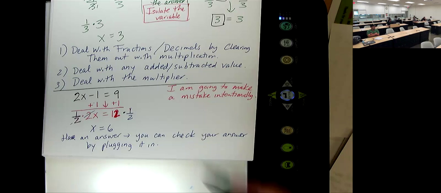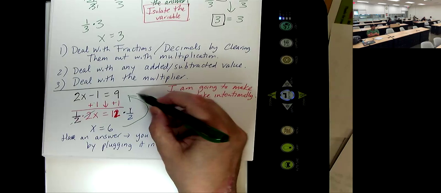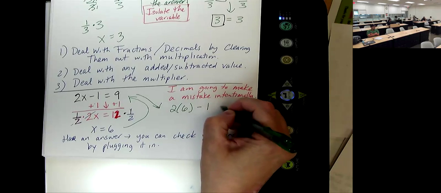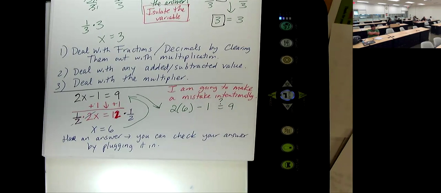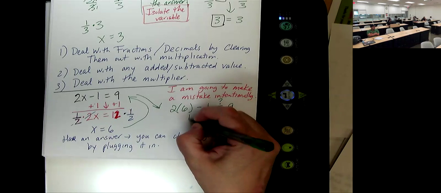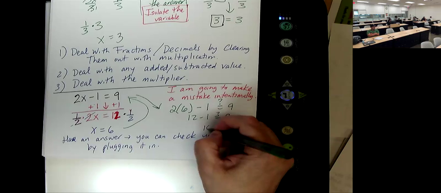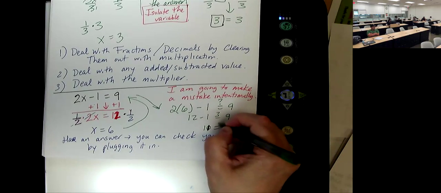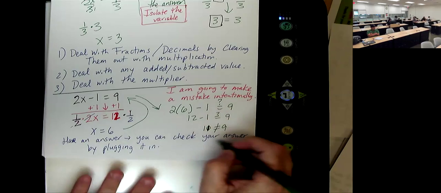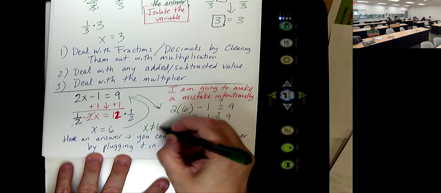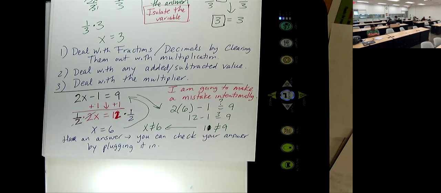And I'm gonna plug it into the very original equation. 2 times 6 minus 1, does that equal 9? I get 2 times 6 is 12. 12 minus 1, does that equal 9? 11 does not equal 9. So I've shown, by getting an answer that doesn't work, this says x is not 6. So I made a mistake. I either made a mistake in where I checked it, or I made a mistake where I was solving it.